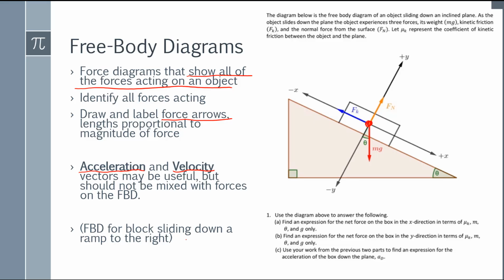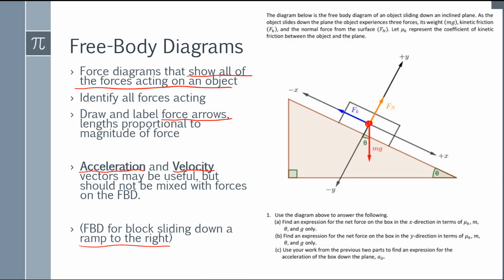So on the right here, we have a free body diagram for a block sliding down a ramp to the right. And how do we identify the forces acting on the object? Well, the most straightforward thing to do is think about what is the object touching, because almost all forces involve touch. In fact, all forces except for gravity, magnetism, and electricity, the object has to be touching something.